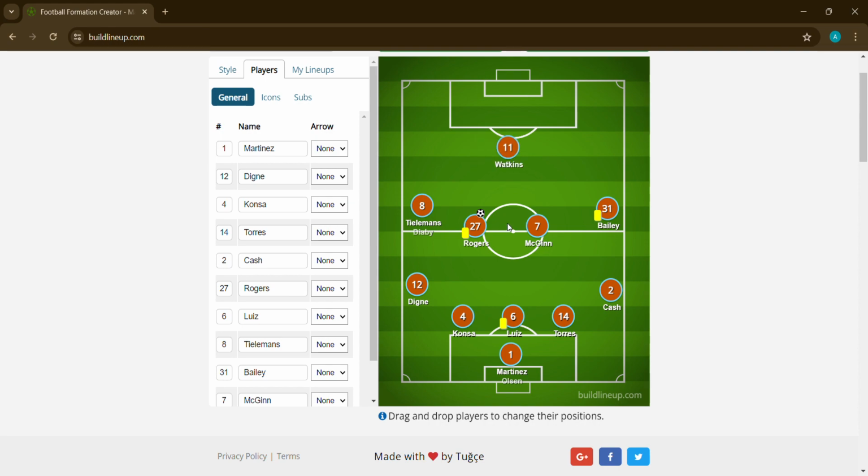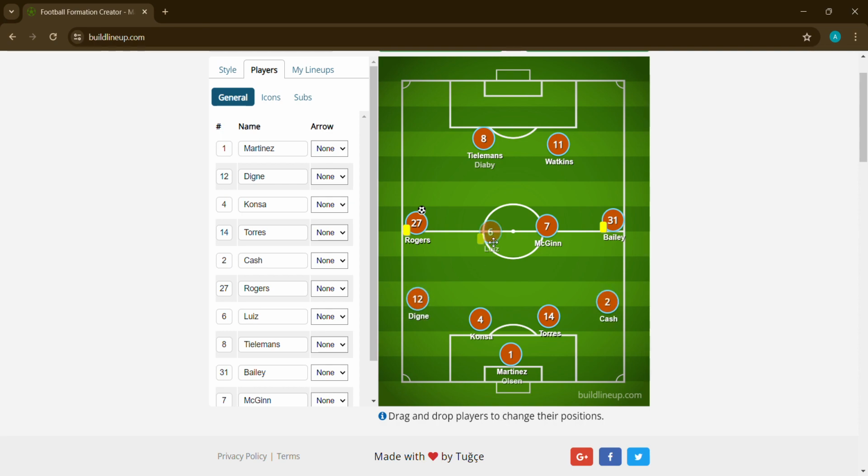And if they score one back, then you can eventually suit yourself back to your original offensive formation. How do you do it with this 5-4-1? For example, Watkins goes a little bit to the right, Diaby goes front, Rogers, Mikin and Bailey, but eventually Rogers can go a little bit wide, Bailey wide, Mikin stays a little bit to the right, Luis can go up as Torres and Konsa can stay there. Cash and Digne can go a little bit down, and eventually you would once again maintain yourself with a 4-4-2.